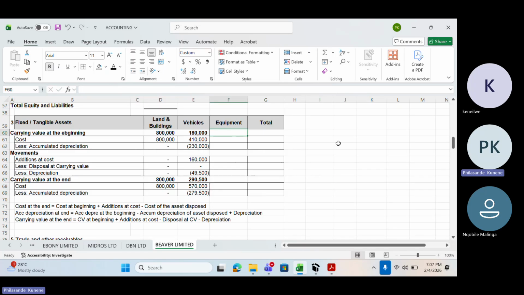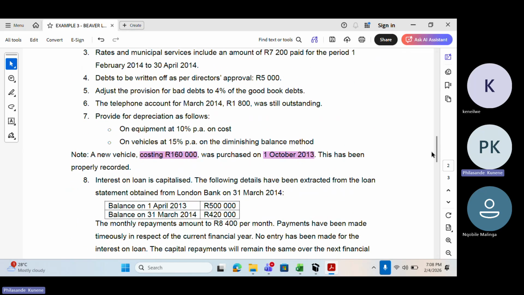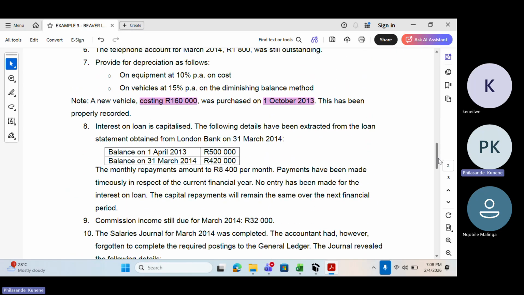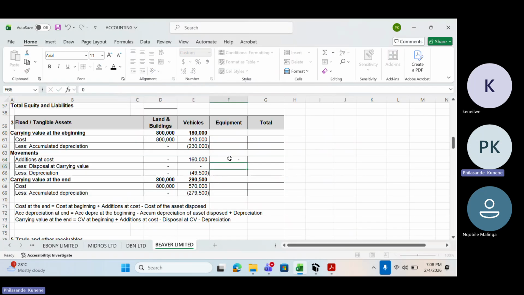And then now we're going to equipment. On the equipment, nothing much happened there. We did not have additions. We did not buy any equipment. We did not sell any equipment unless we have another information down there. We have nothing. So no equipment was sold. There was no disposal. There was no addition. So I'm going to have 0 under additions. I'm going to have 0 under disposal.